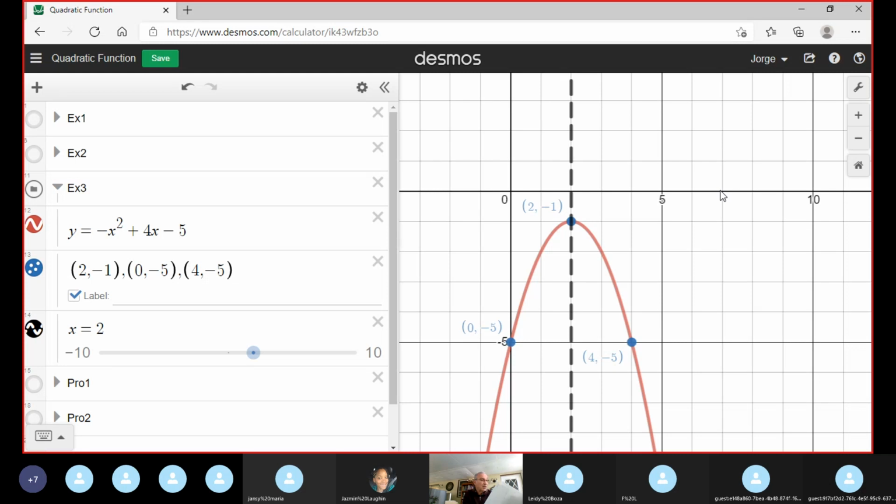Any question in example number 3? Do you understand parabolas very well? Is it confusing, or is it clear? Come on, guys, opinion. Understand. Okay.